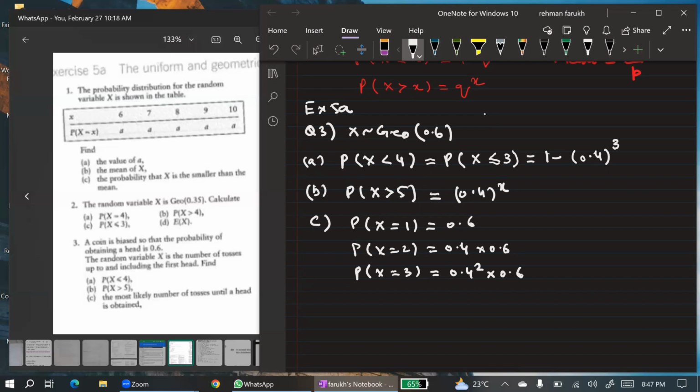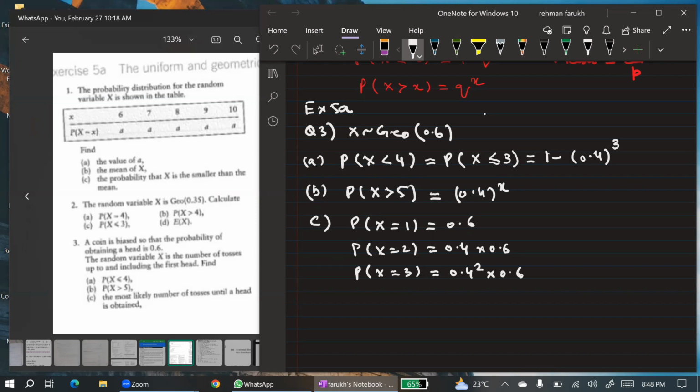In the geometric distribution, the mode. Why are we always multiplying 0.4 in the second and third one? When x is equal to 2, we will get the first success in the second experiment. And what about the previous experiment? What was the result in the previous experiment? Failure. The probability of failure is 0.4, and in the second experiment we get the first success.